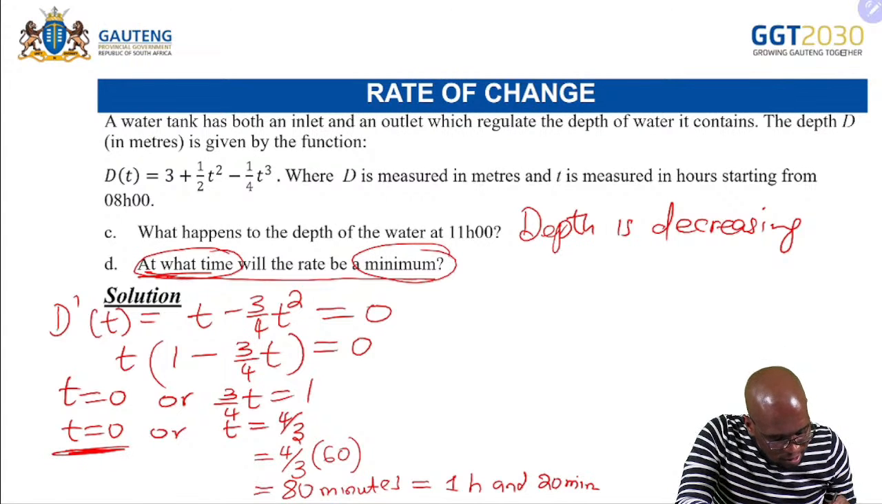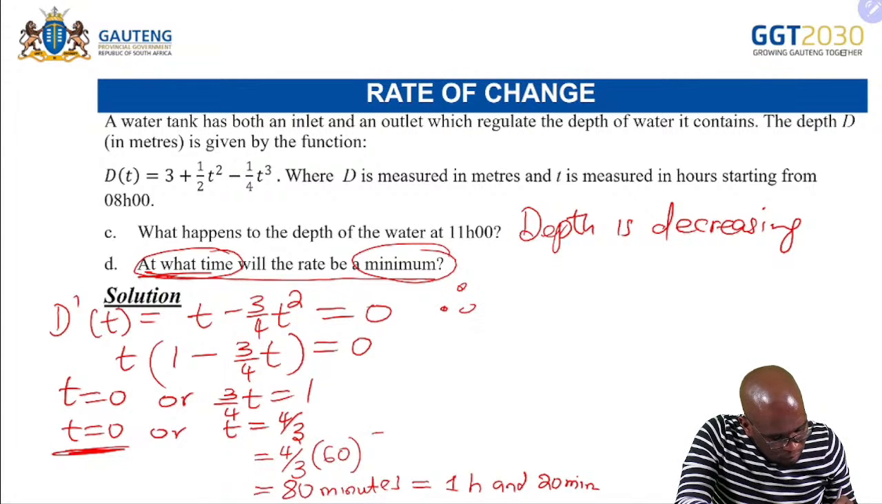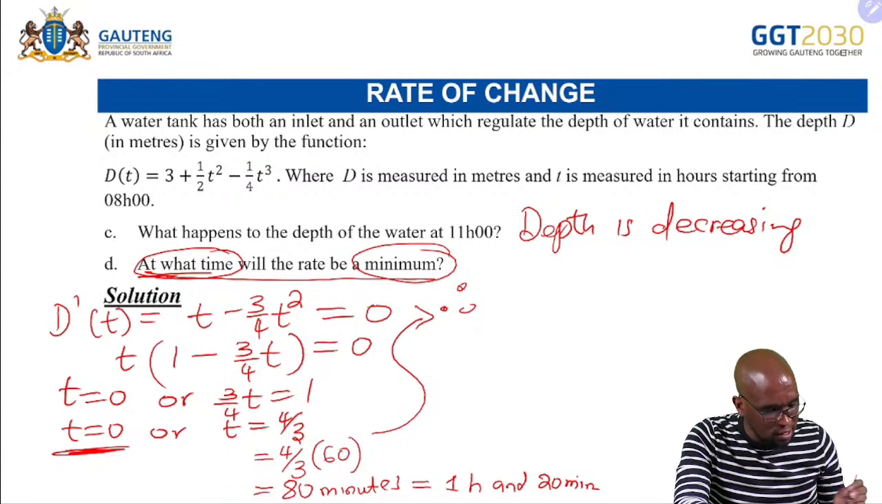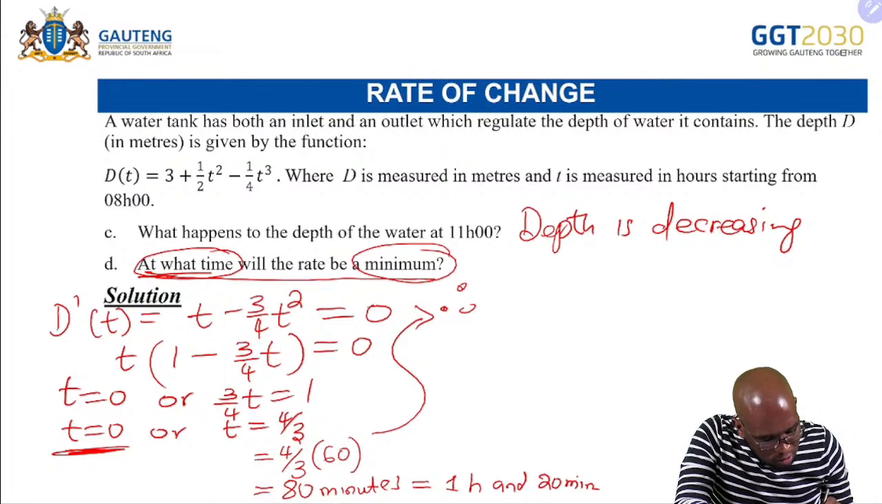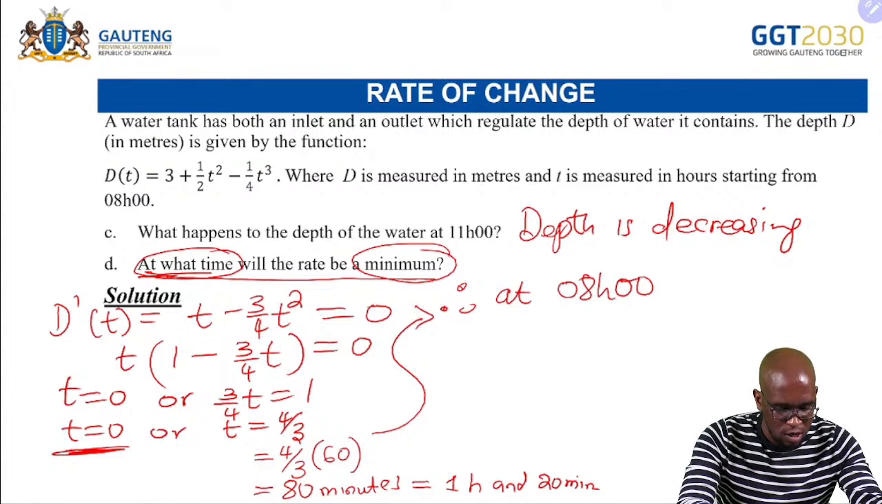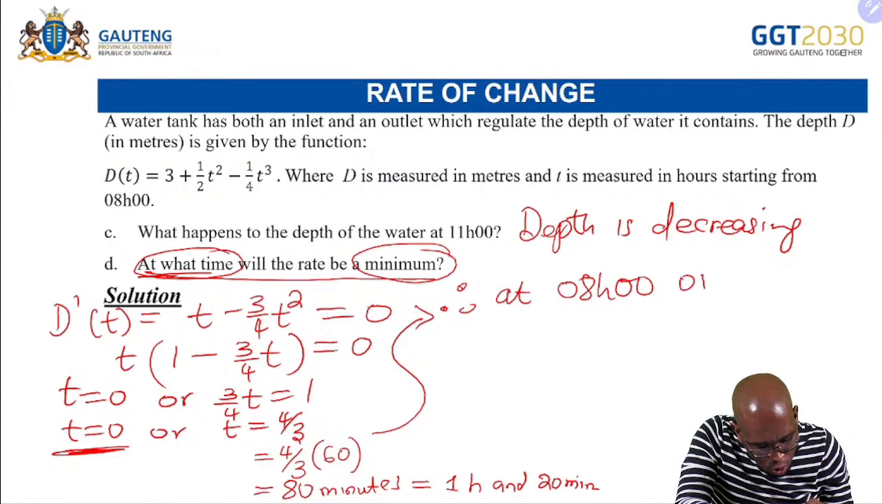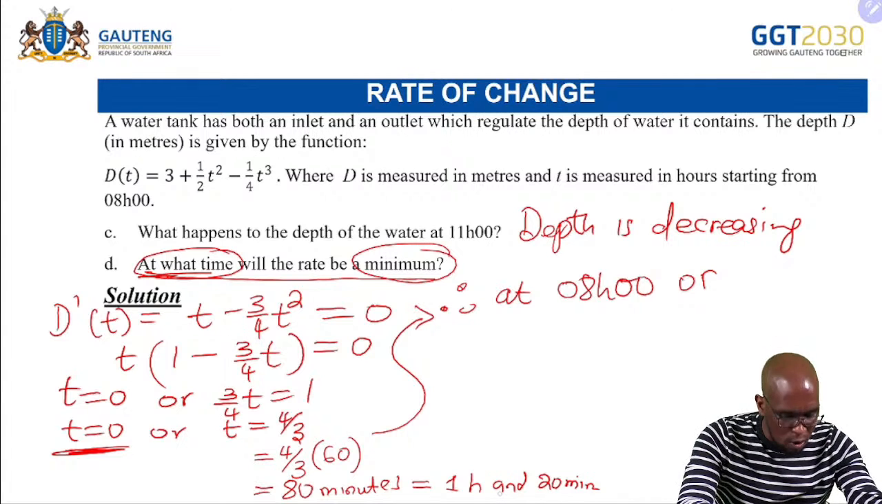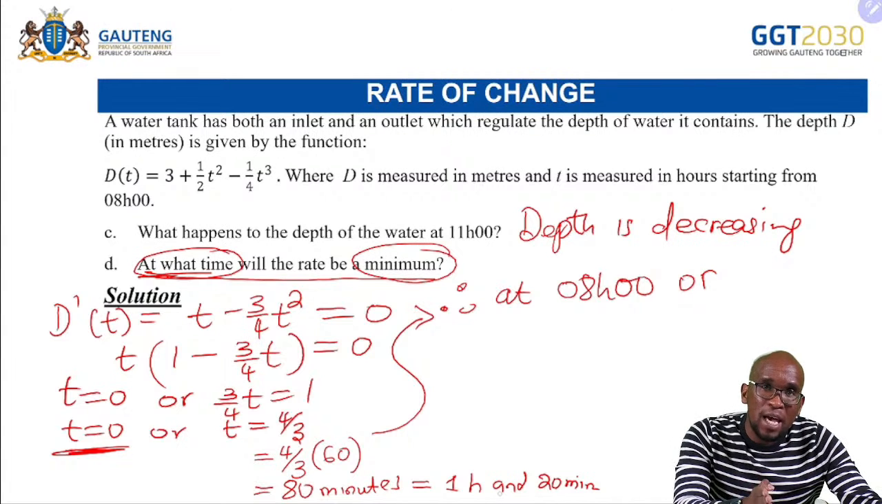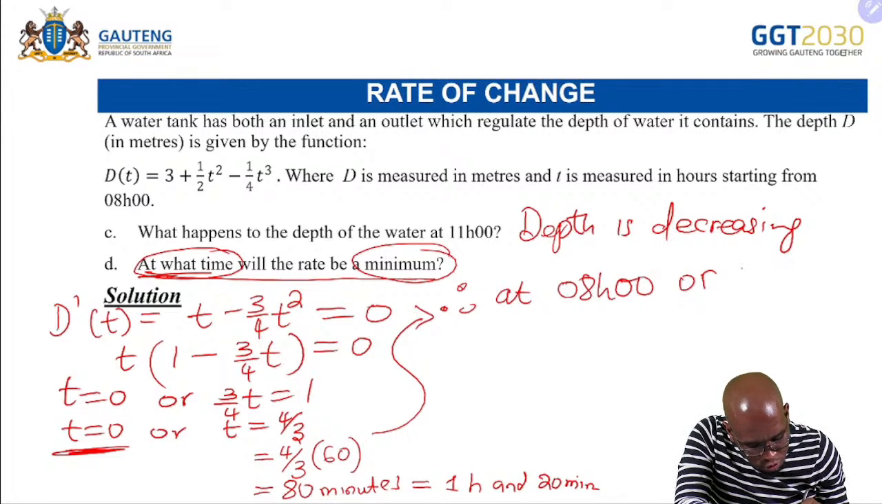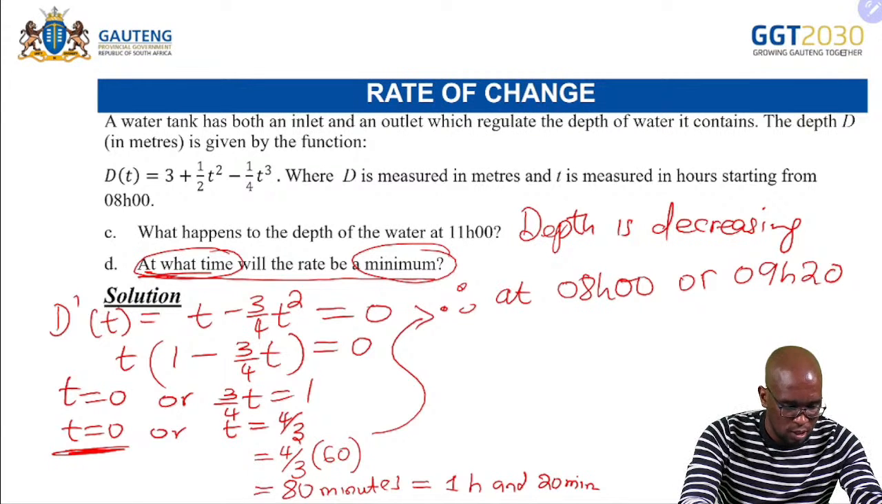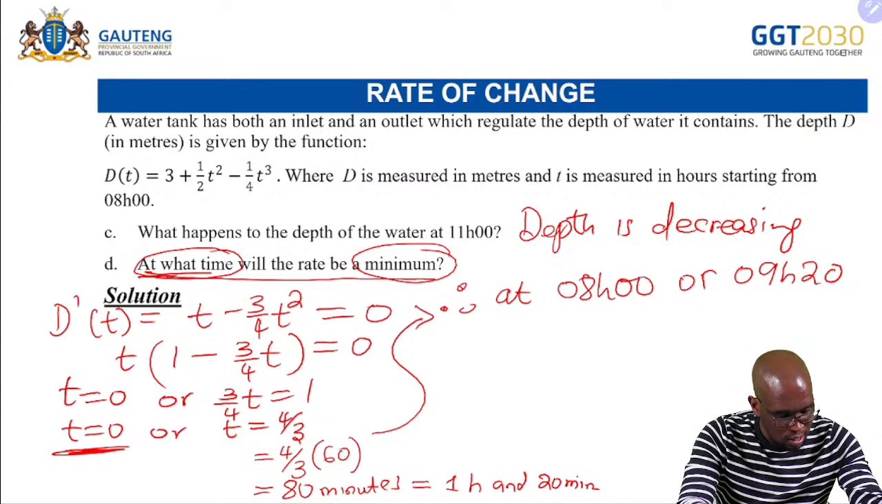If t is equal to 0, then it's at 8. Remember, we start measuring at 8. So it is at 8, or if t is 1 hour and 20 minutes, then from 8 you count 1 hour and 20 minutes. It should be at 20 past 9. 9:20. Right, that is how you get the time at which the rate would be a minimum.